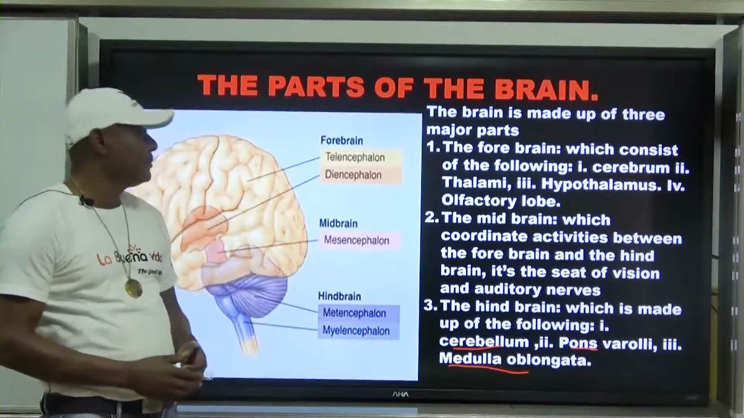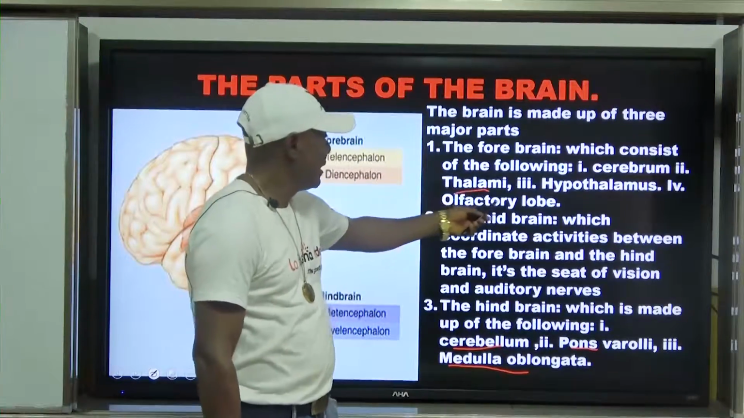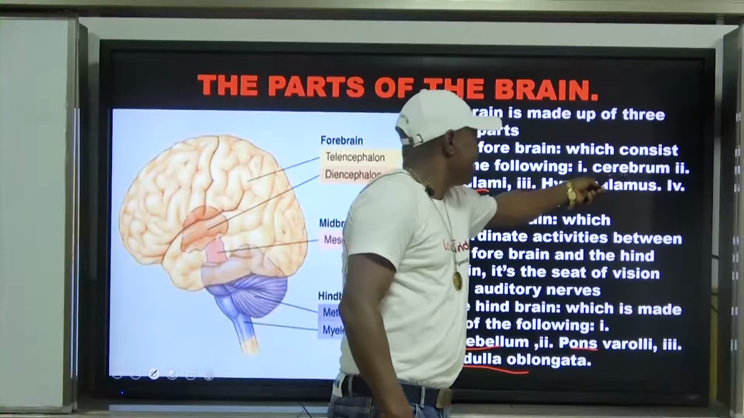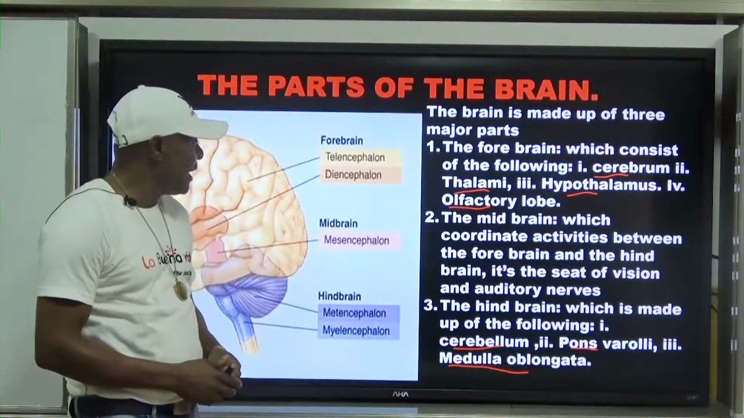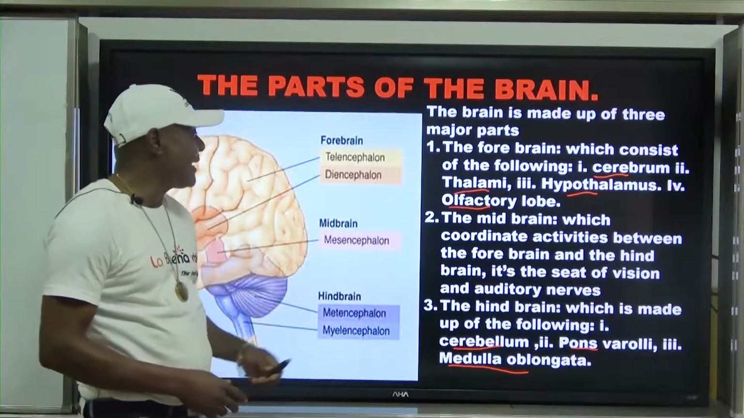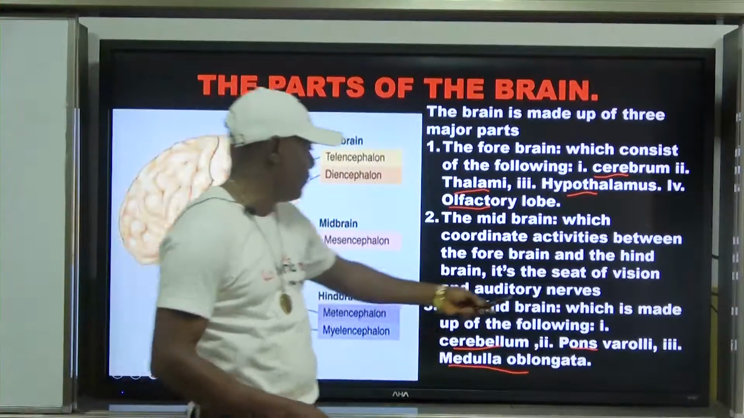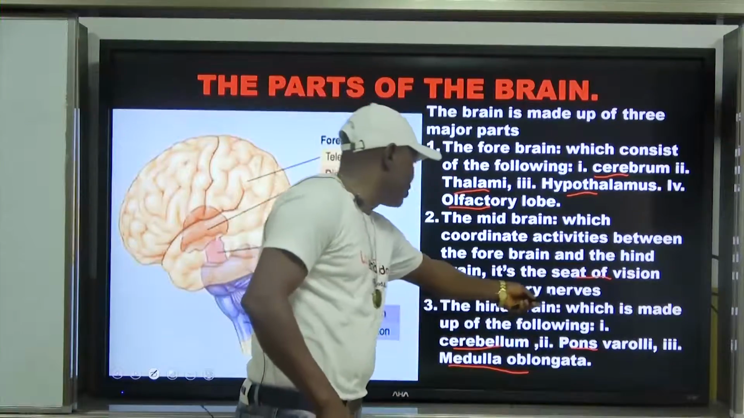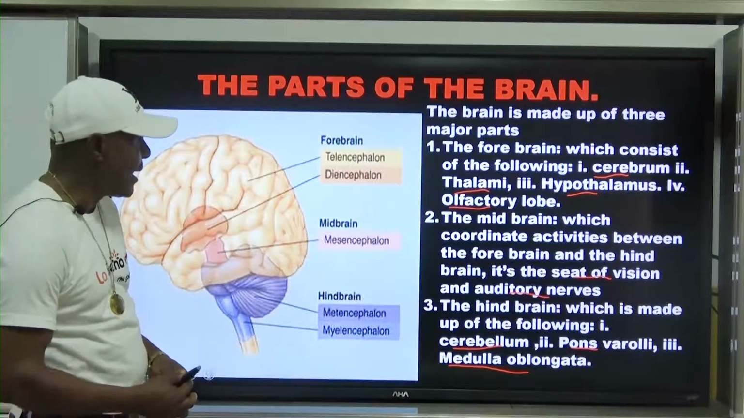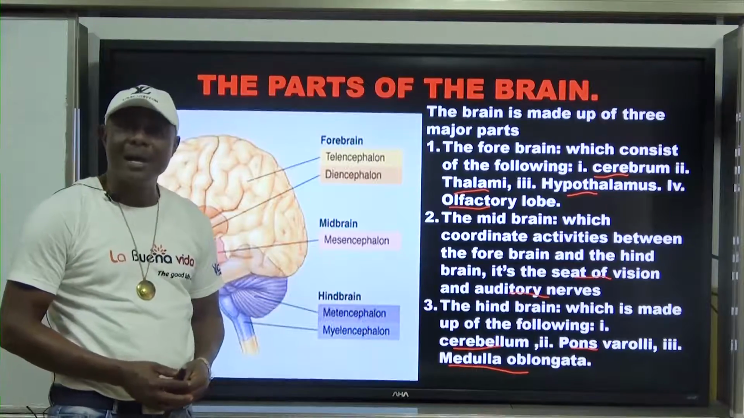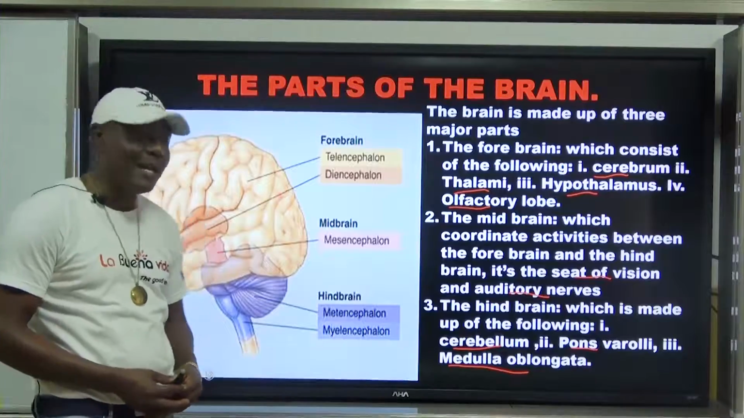The forebrain, I said, is made up of the thalami, the cerebrum, the hypothalamy, and the olfactory lobe. These are the components of the forebrain. The midbrain, I said, coordinates the forebrain and the hindbrain, and it is the seat of vision as well as the auditory nerves. While the hindbrain is made up of three major components, which are the medulla oblongata, the pons varoli, and the cerebellum. These are components of the hindbrain.